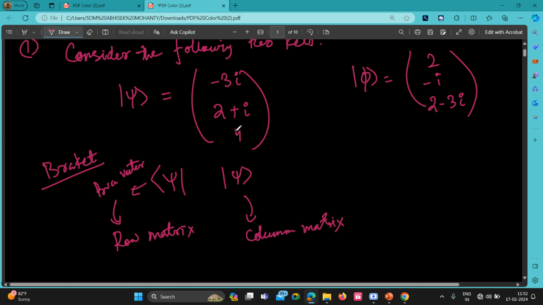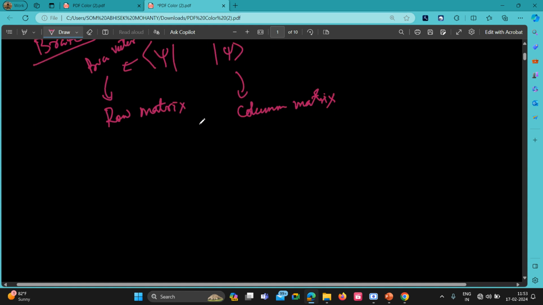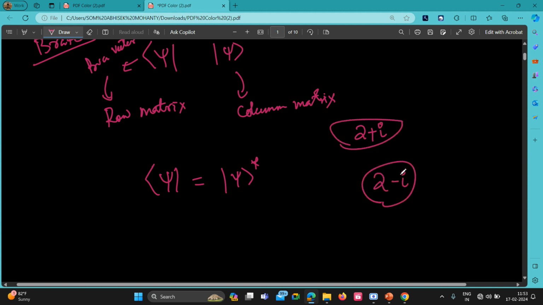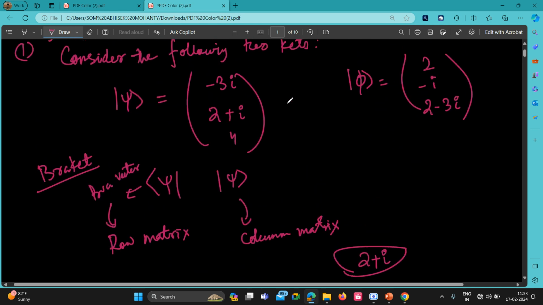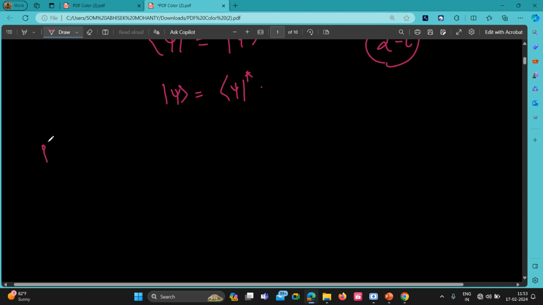You can see here ket vector is given, ket psi, in the form of a column matrix. And both are complex conjugates of each other. Like bra vector will be the complex conjugate of ket vector. Complex conjugate, if you understand, 2 plus i is a complex number. Its conjugate is 2 minus i, like this. And also ket vector is the complex conjugate of bra vector. So this is given, ket psi, ket phi. So you have to find what? First question is, you have to find the bra vector of phi.